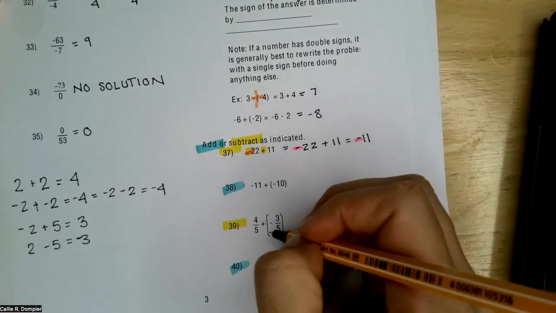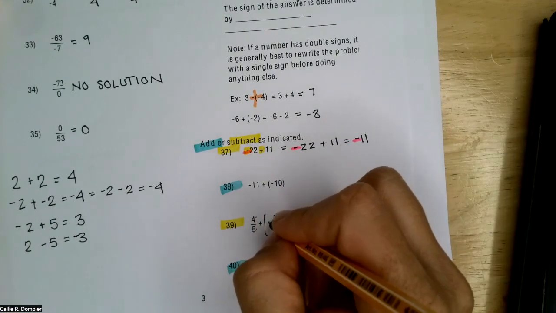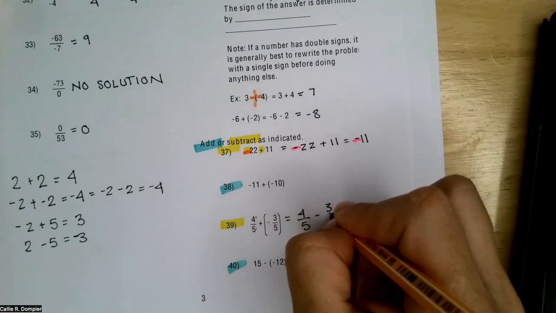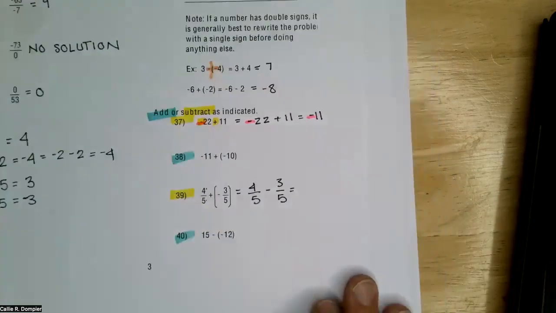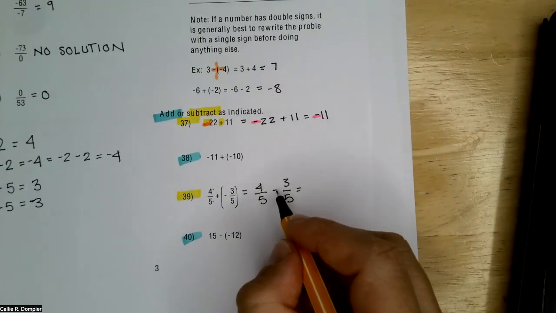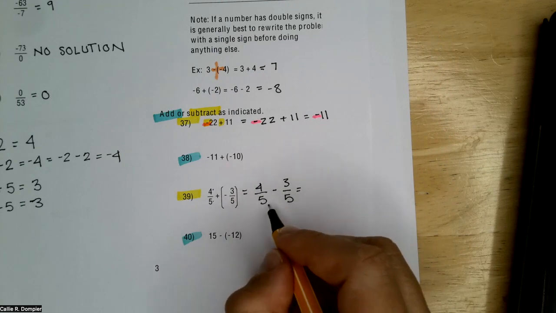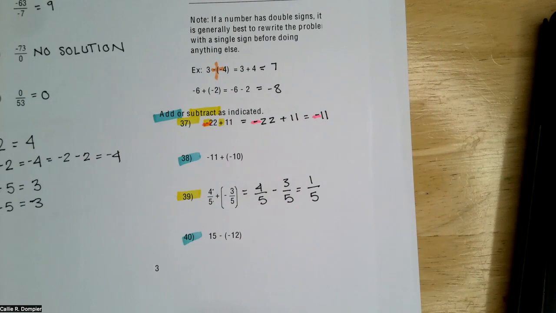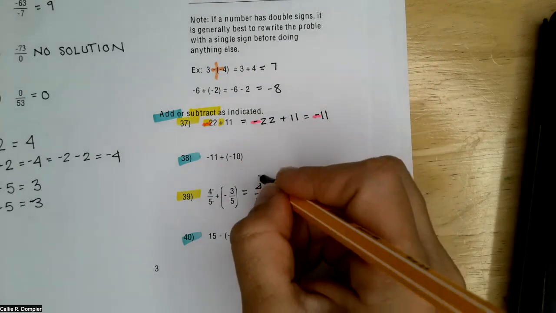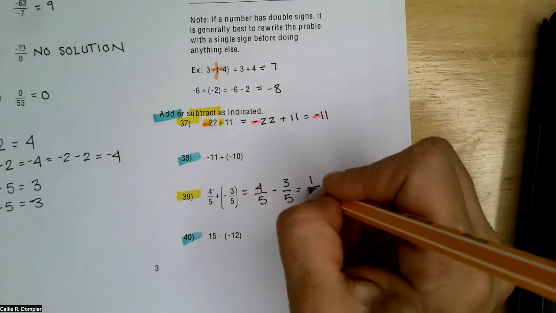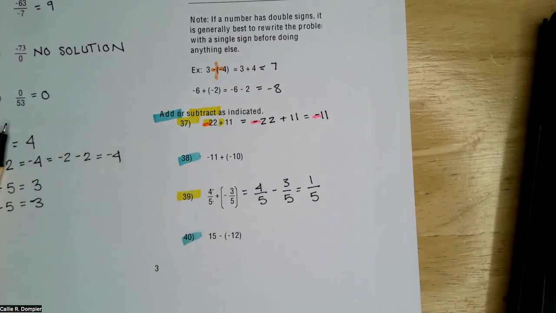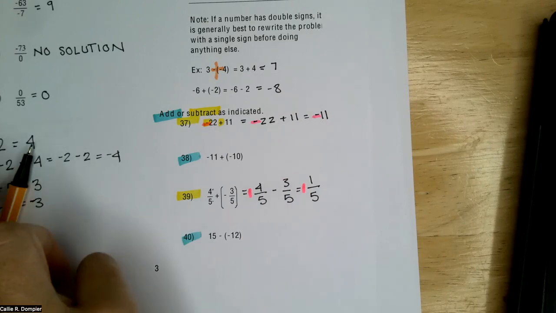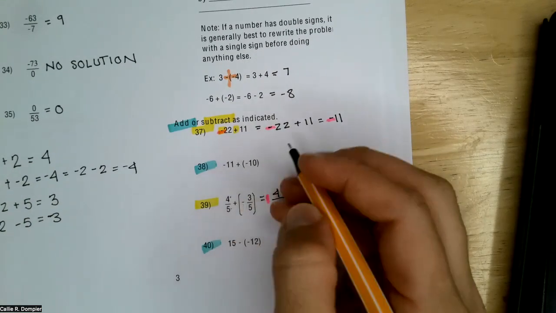Let's jump down to here. This is also a subtraction. So 4/5 plus negative 3/5, I'm going to rewrite as 4/5 minus 3/5, because that's the same. Good. Now, these are different signs, so we're going to subtract. 4/5 minus 3/5 is 1/5, right? And then the 4/5 is the bigger one, and so we're going to keep it positive. Positive, positive, okay?